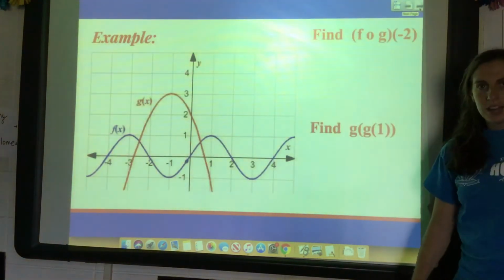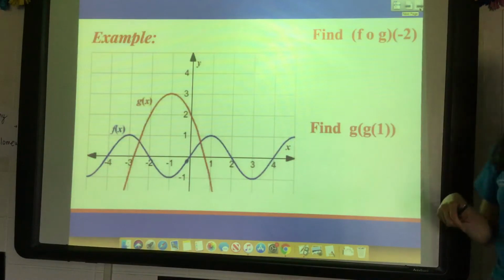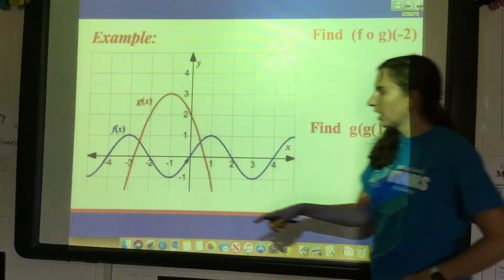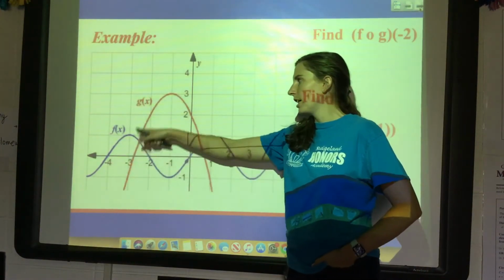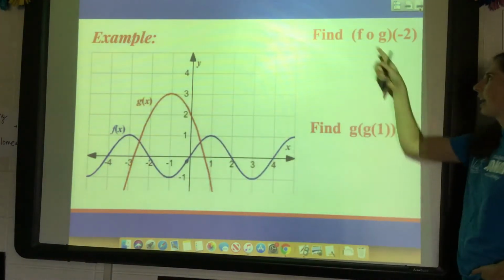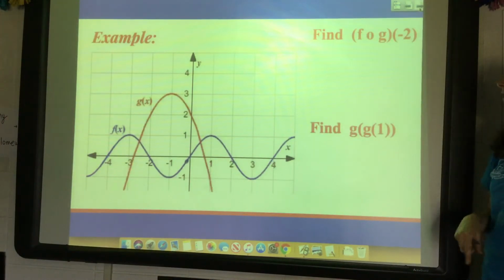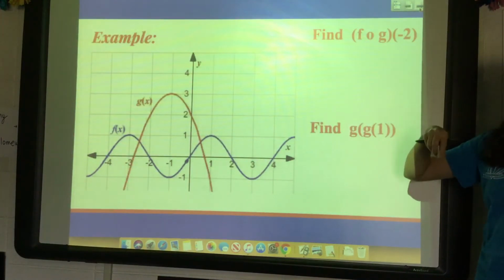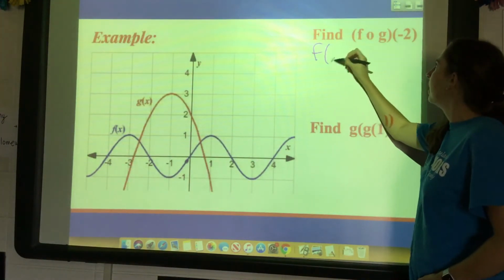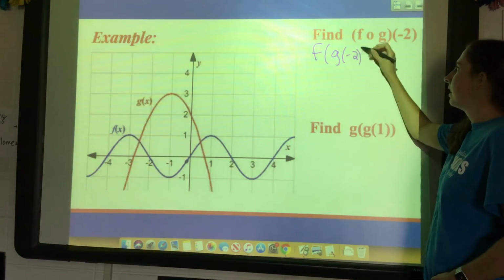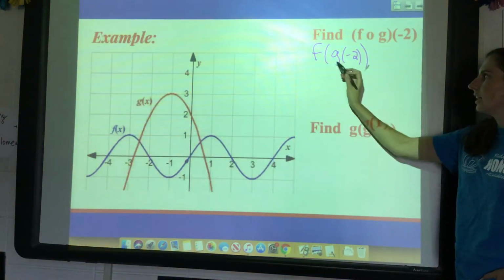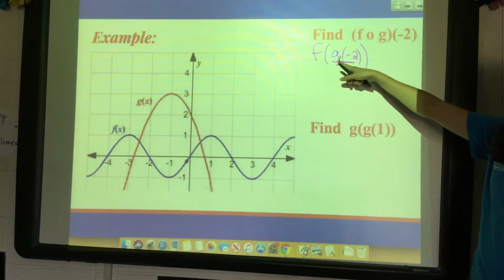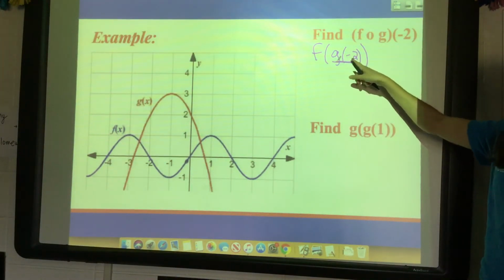All right, let's take a look at a graph. This is the same graph from the last lesson on functions. We've got a function f here, which is this blue one, and g is this red function. And I want to find f of g of -2. Remember, this is not multiplying, it's a little o. Usually they're smaller than that, sorry for my typing. I'm finding f of g of -2. So start on the inside and find your g function and go see what g of -2 is.